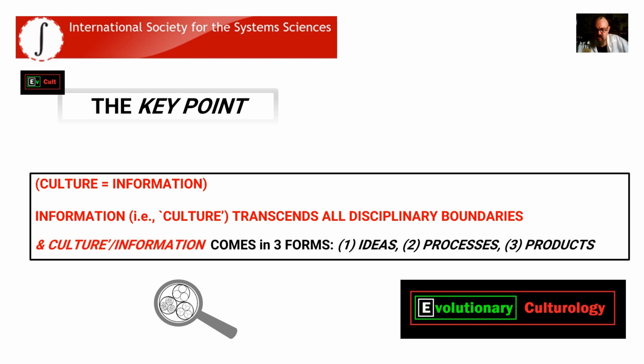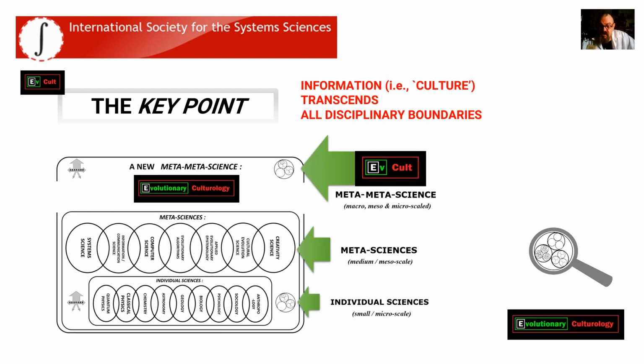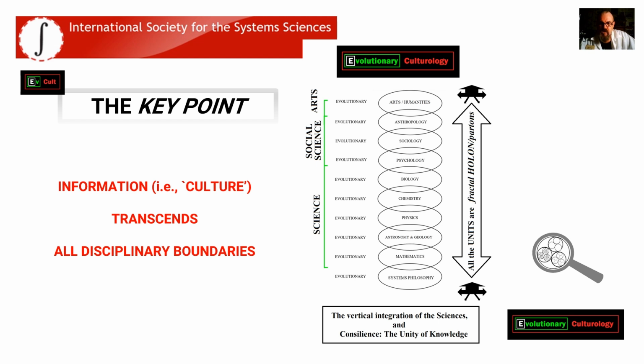And culture or information comes in three forms: ideas, processes, and products, and changes phase state, kind of like plasma, steam, water, ice. Next. Yep, goes through everything. Information, energy, and matter. Next. Yep. And then you get consilience, the unity of knowledge, or the vertical integration of all the sciences, including the arts and humanities and design, engineering, everything.